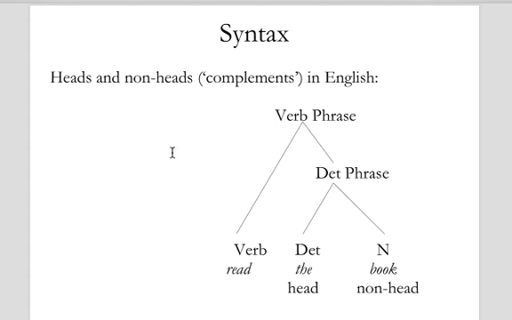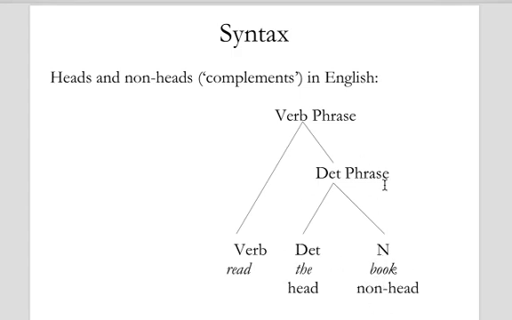So I'm going to call all the non-heads here complements. This is a syntactic term. So in English, we have this verb phrase, and it has a head, which is a verb, and it gets some of its properties from that verb. The head is over here at the beginning of the constituent, and it's followed by the complement. The complement is itself a constituent. It's a determiner phrase that's headed by a determiner and is followed by a complement, which is a noun or possibly a noun phrase.